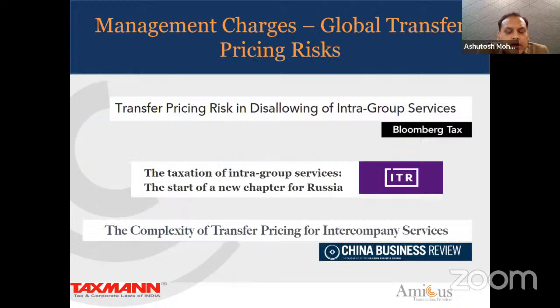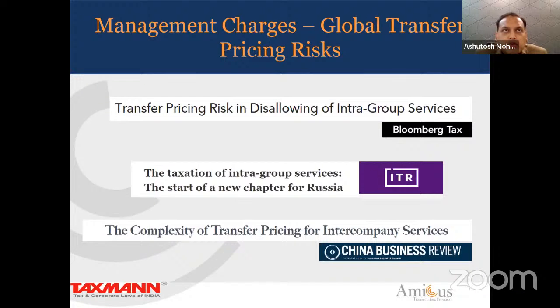So friends, just a quick glance at how management charges and intra-group services have been making waves, ripples across the globe. It is not just in India, but as you can see, the international community has been seized with the transfer pricing of intra-group services. Whether it is Germany, Russia, or any other country. And very recently, as most of you would be aware, the UAE has also introduced transfer pricing regulations.